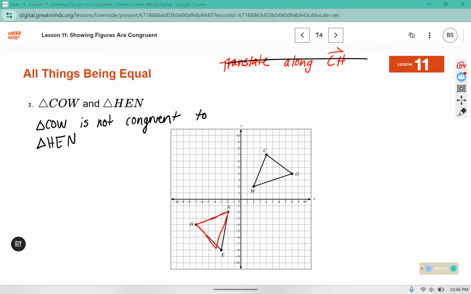There is no combination of translations, rotations, and reflections that would make these line up perfectly. They are not the same size or shape.